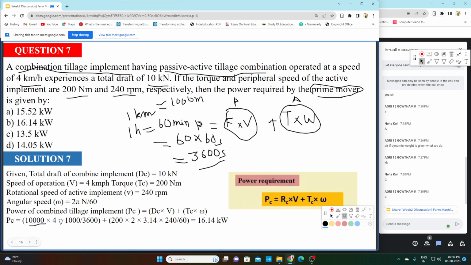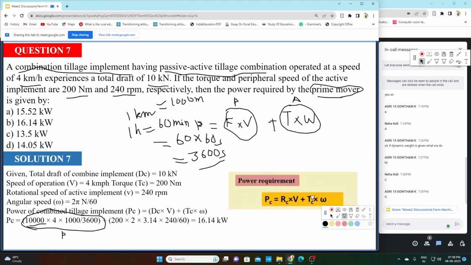So that is why we will change this 4 kilometer per hour to meter per second, that is 4 into 1000 divided by 3600. So this part is for the passive implement. And now we have to do it for the active implement.